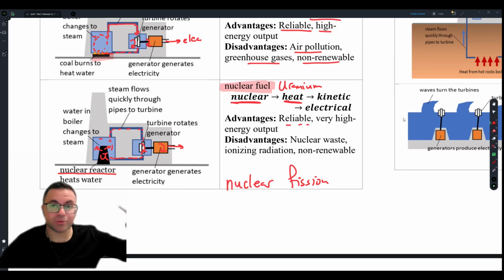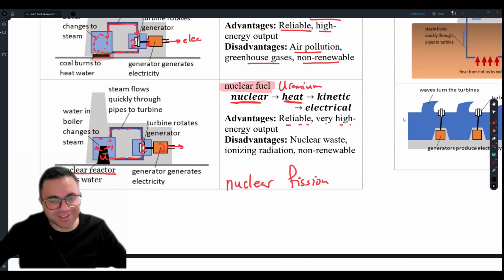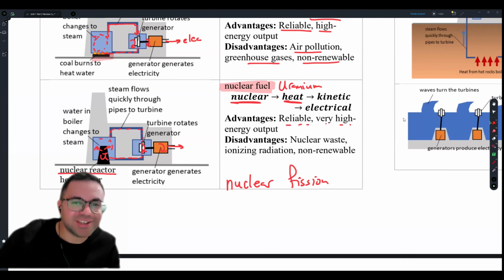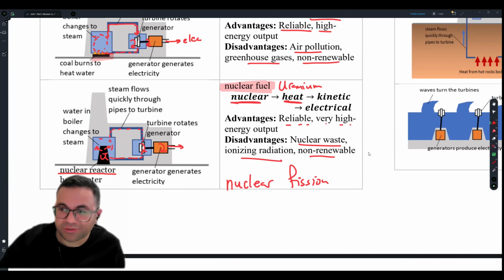With the same advantages. It's reliable, meaning it works 24/7 regardless of the weather, and very high energy output. The disadvantage is that you could die. This power station could explode if mishandled, or the waste that remains is radioactive. It's ionizing, which can cause cancer. And uranium is a metal that's non-renewable. You dig it from the ground.